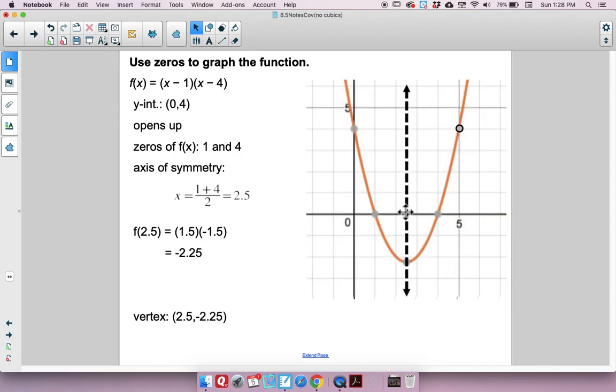So there's our vertex, there's our axis of symmetry. Notice our two zeros, our two x-intercepts of our graph, are both the same distance away from the axis of symmetry. Here's our y-intercept, and I can see that my y-intercept is 2.5 units to the left of my axis of symmetry, which means I can go 2.5 units to the right and plot the next point. Well, what's 2.5 units to the right of 2.5? 2.5 plus 2.5, which is 5. So I can put a point here at 5, 4. Awesome. Okay.